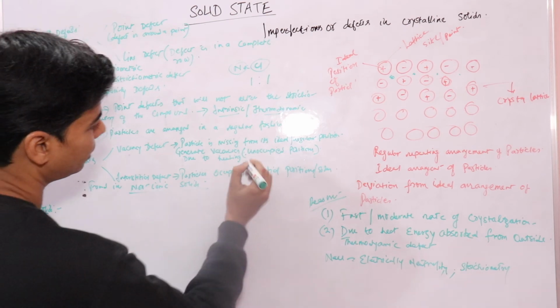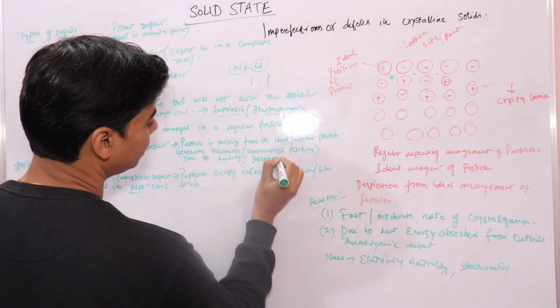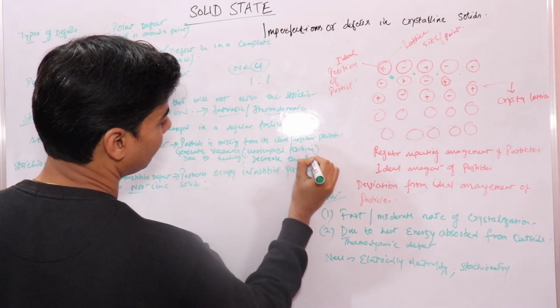So I'll just write it over here. These kinds of defects will decrease the density.